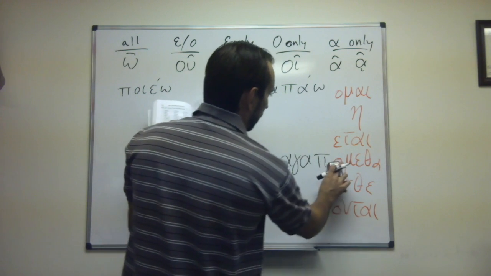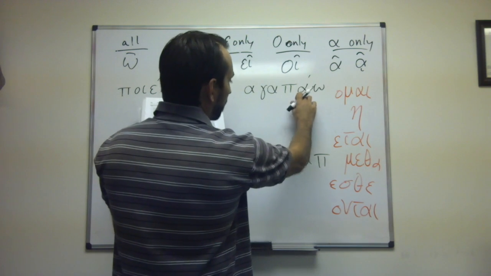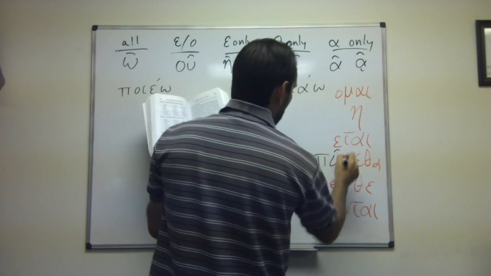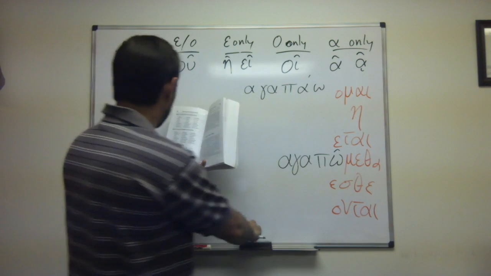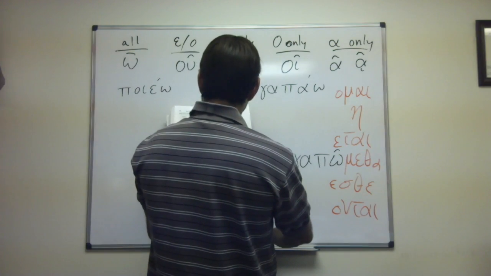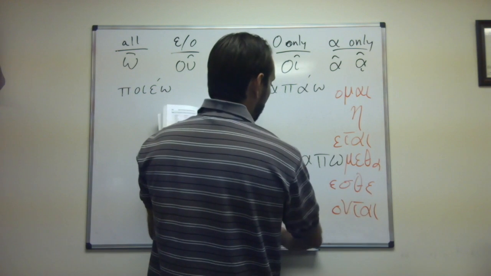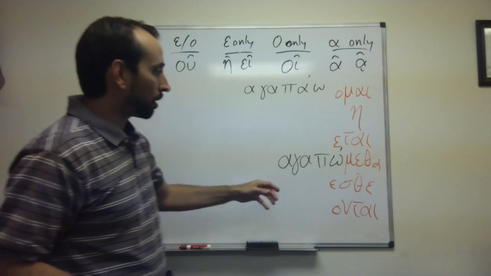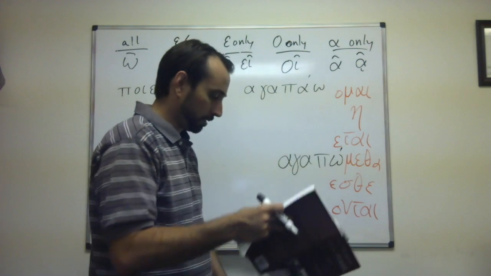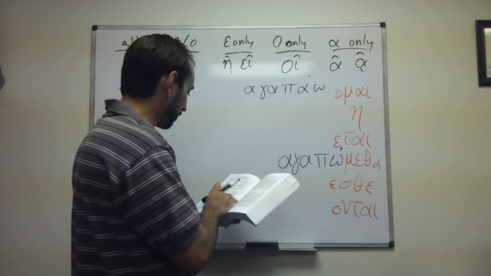And that omicron, that thematic vowel, is going to come into contact with the alpha, and it's going to do that. And so you see that on your page, this is an example. Remember, he says in the page that there are rare occasions where you don't get the circumflex, and this is one of those cases, but it's very rare.